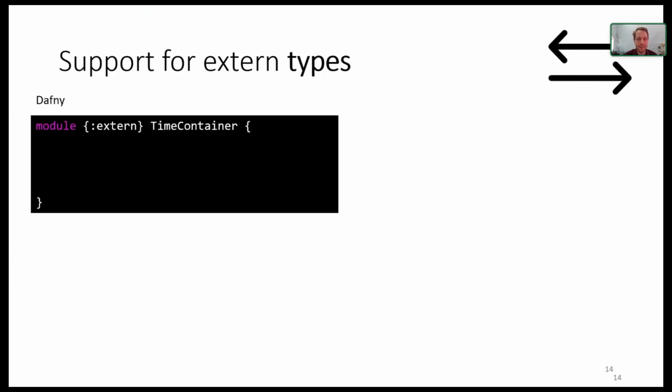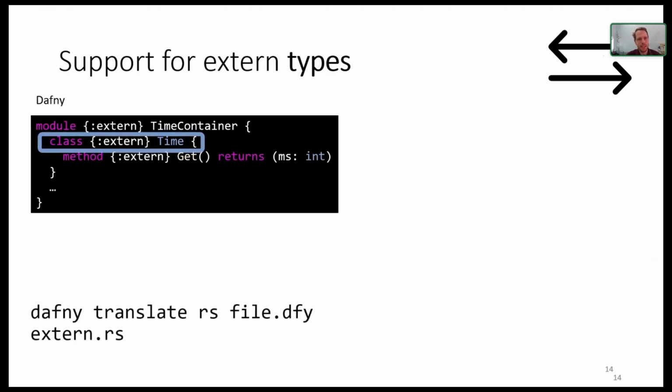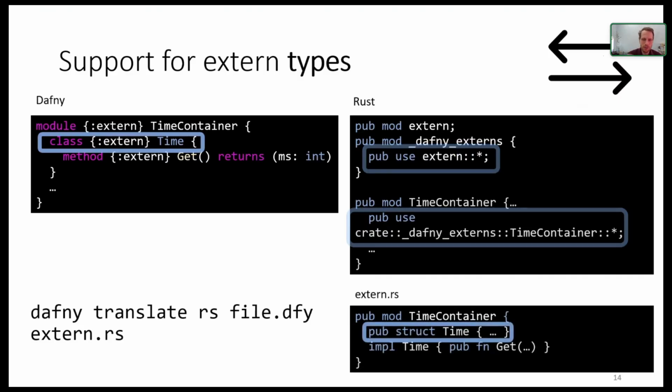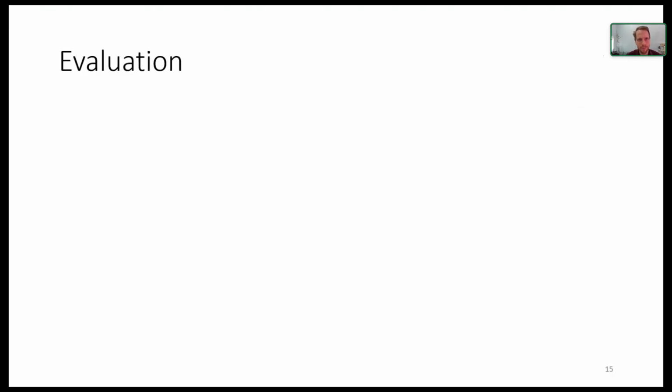The same way you can support external types, although it's a bit more complicated. If you have a type in a type container and you want a get method, you will see that in generated code, it will import all the types from an external module, which will import all the types from an external file. This means that in your external Rust file, you can actually have the same module name, same struct that you want to have, and define its own implementation there.